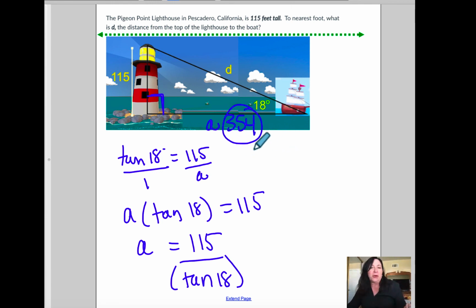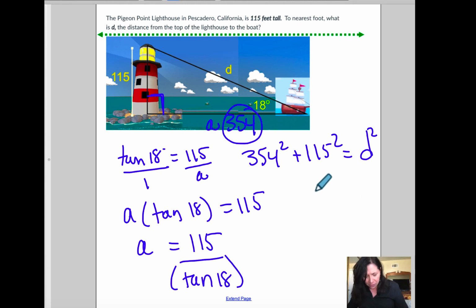And now I have to use the Pythagorean Theorem, which is 354 squared plus 115 squared is equal to D squared. So 354 squared plus 115 squared, and then get that number, and then take the square root of that answer, which is equal to about 372. So D is approximately 372 feet away. Cool, 372.